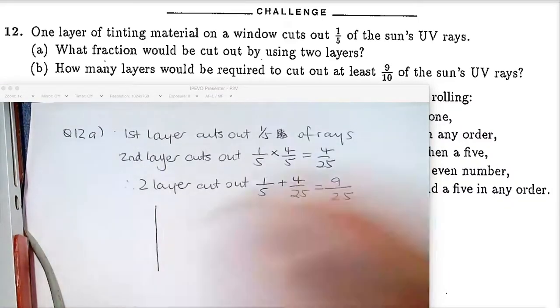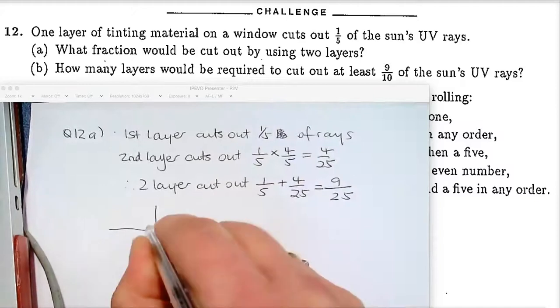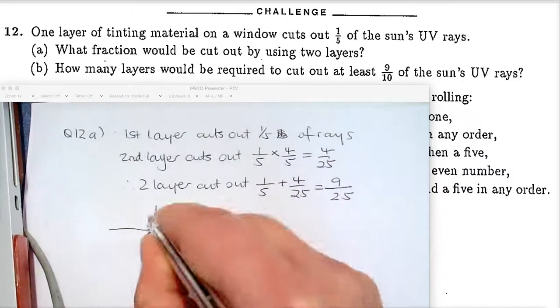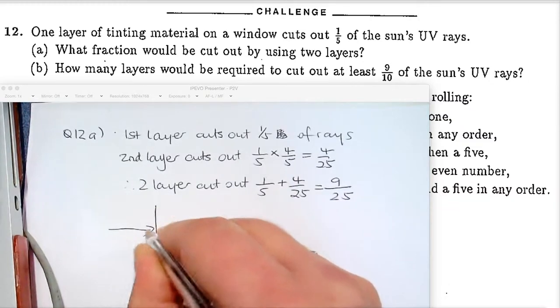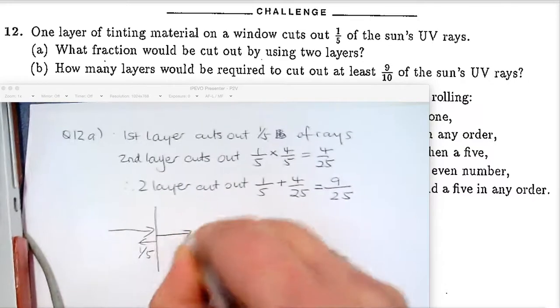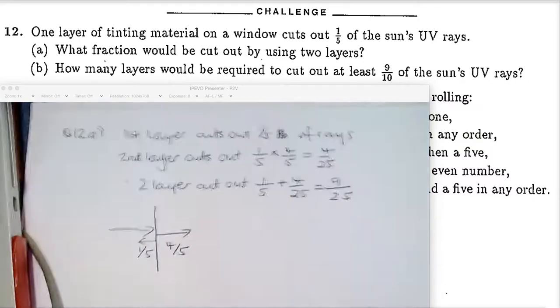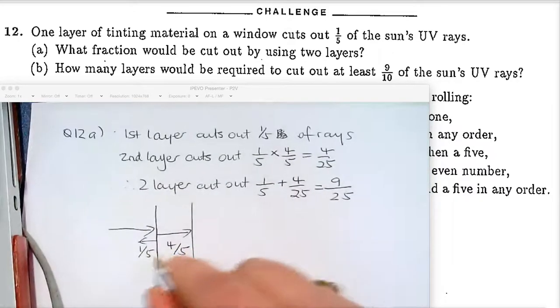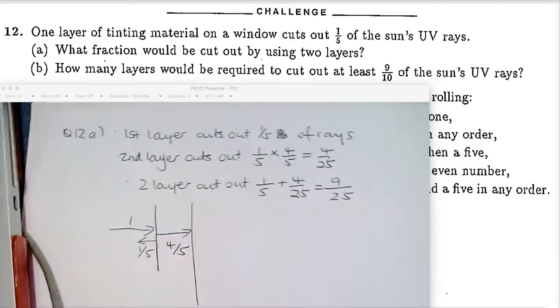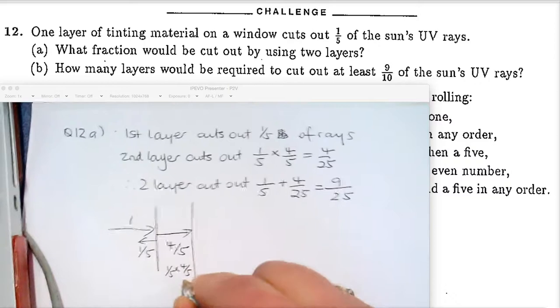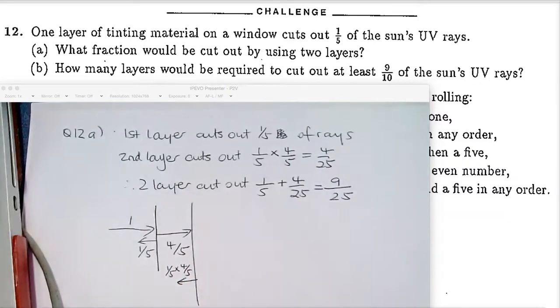We've got tinting material. We've got rays coming through. That tinting material cuts out 1/5 of the sun's rays. So 1/5, I suppose, bounces back. 4/5 goes through. Now that's one layer. Here comes the second layer. It'll cut out 1/5, but that was 1/5 of one whole. Now we're going to cut out 1/5 of 4/5. Do you get it?